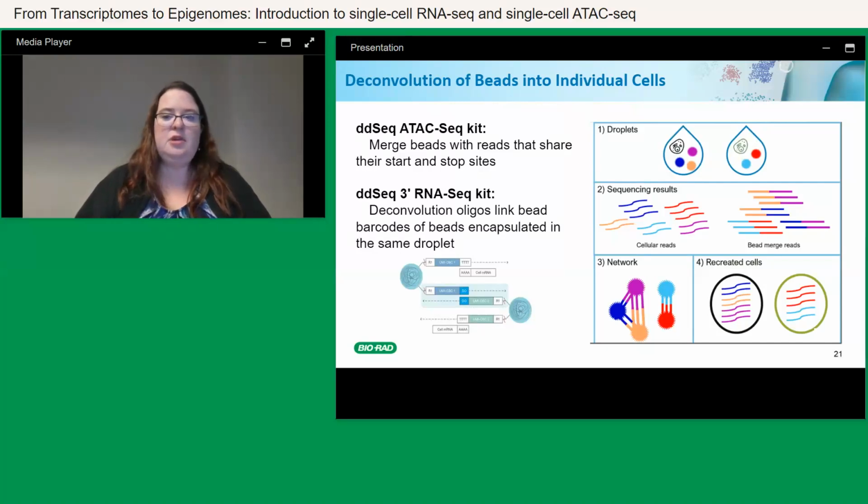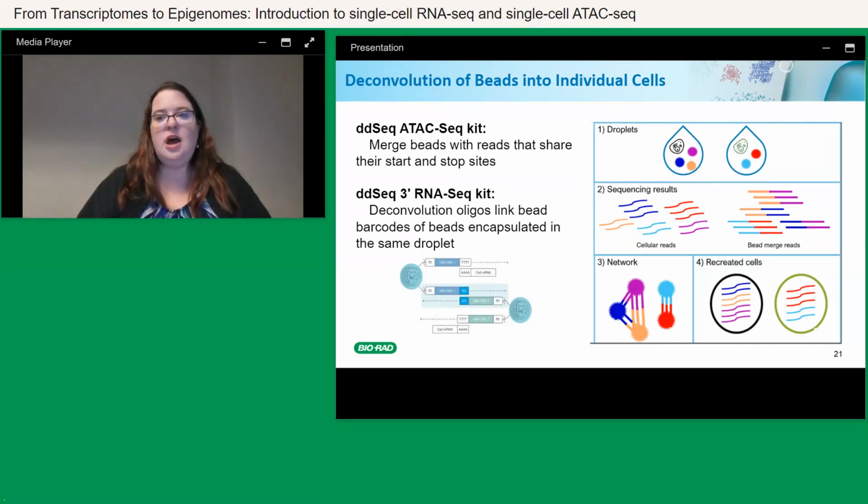In the DD-seq 3' RNA-seq kit, we use unique capture sites called deconvolution oligos, or DOs. These DOs only bind to the DOs from other beads. Each DO sequence is linked with that unique bead barcode also found on the mRNA capture oligos. After binding to DOs from other beads, the full read will contain the unique barcode from the first bead with the unique barcode from the second bead.